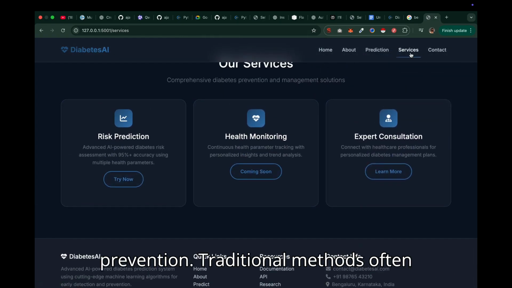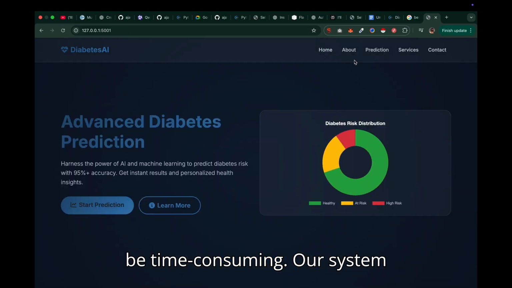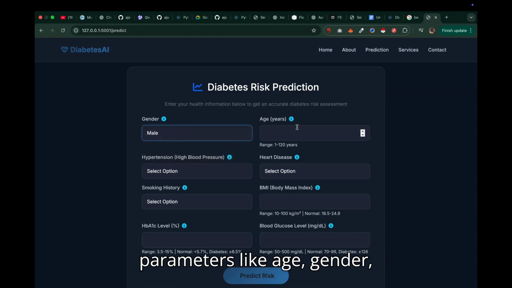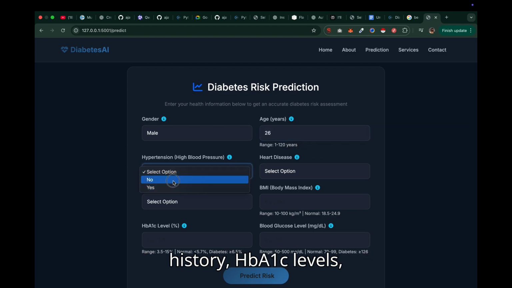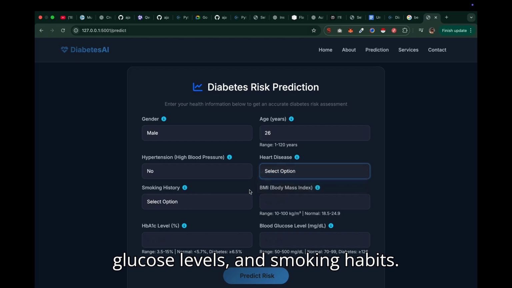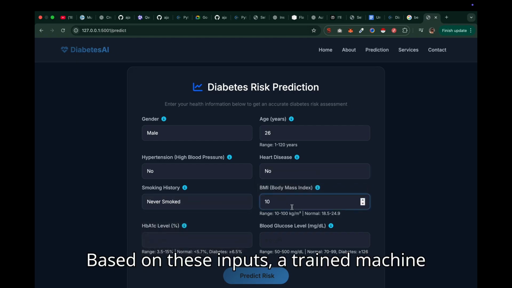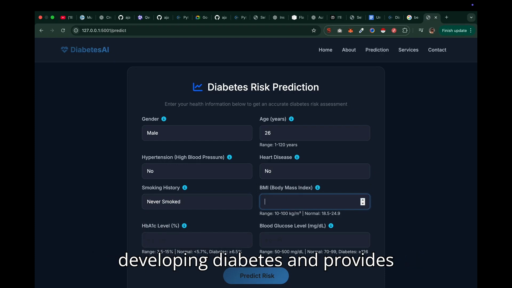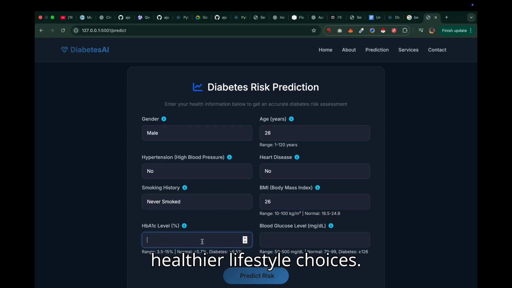Traditional methods often require lab visits and tests, which can be time-consuming. Our system allows users to input essential health parameters like age, gender, BMI, hypertension, heart disease history, HbA1c levels, glucose levels, and smoking habits. Based on these inputs, a trained machine learning model predicts the likelihood of developing diabetes and provides personalized recommendations for healthier lifestyle choices.